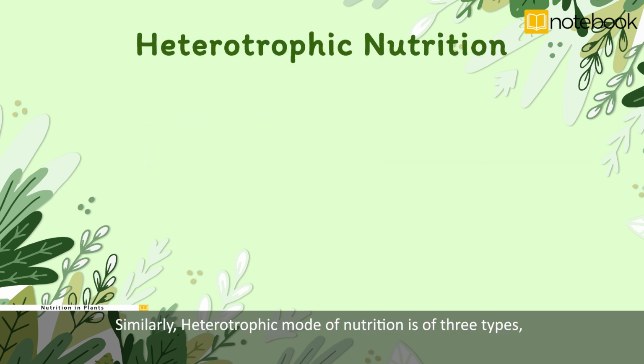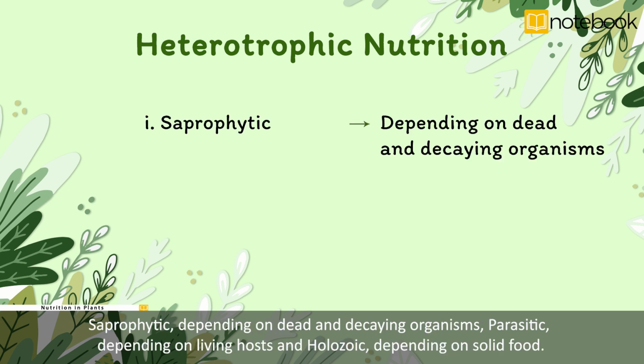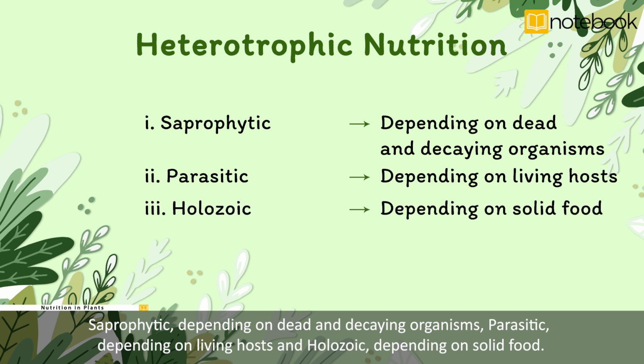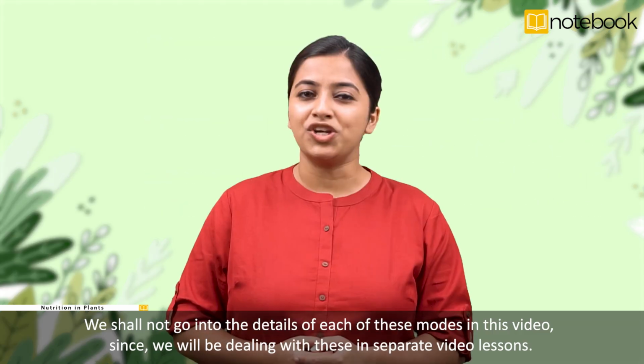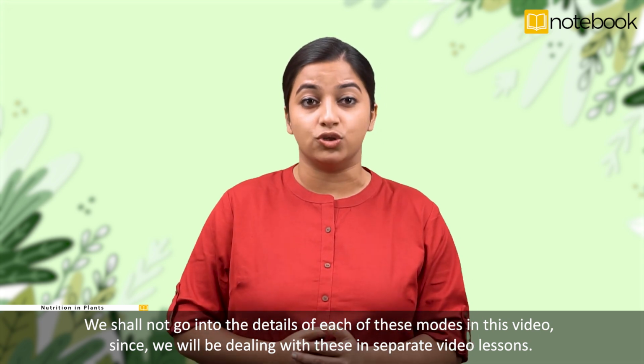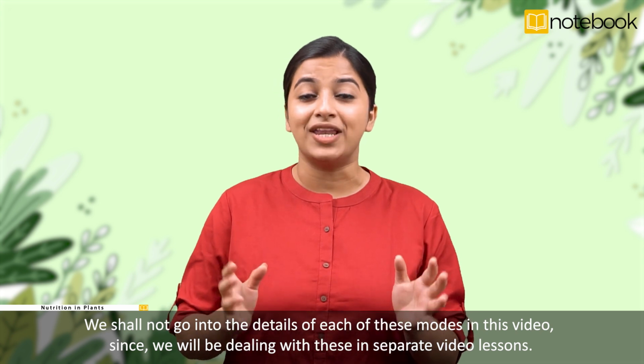Similarly, heterotrophic mode of nutrition is of three types: saprophytic, depending on dead and decaying organisms, parasitic, depending on living hosts, and holozoic, depending on solid food. We shall not go into the details of each of these modes in this video, since we will be dealing with these in separate video lessons.